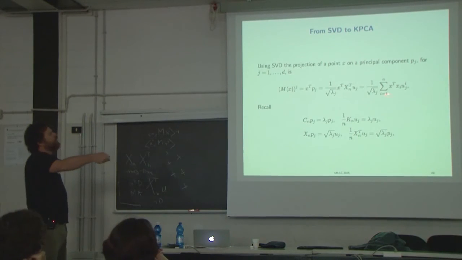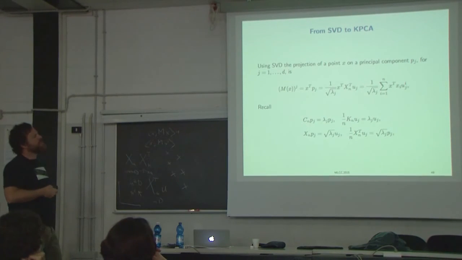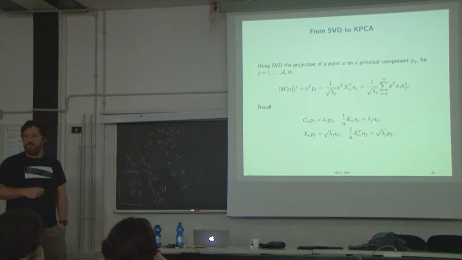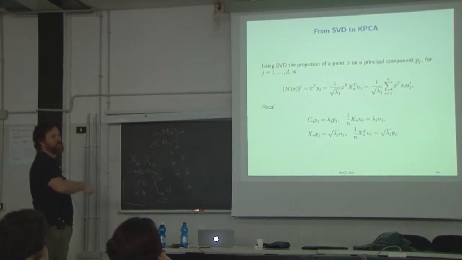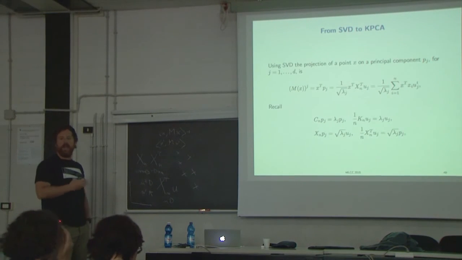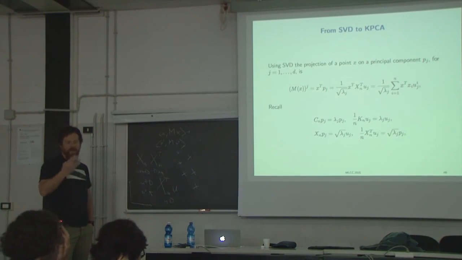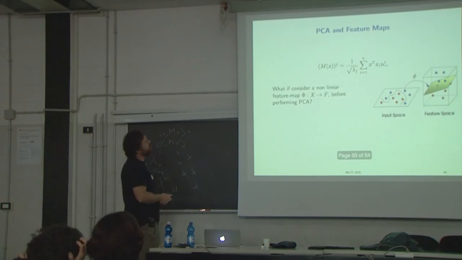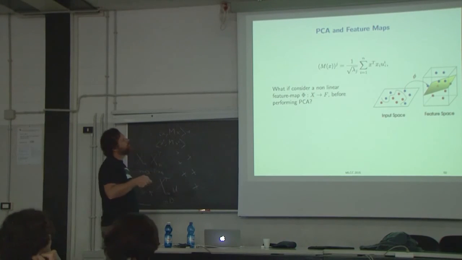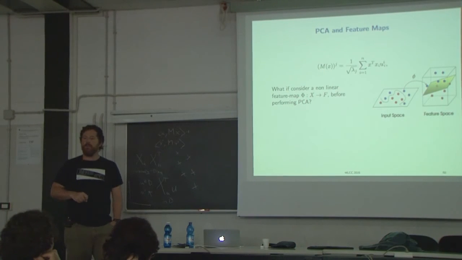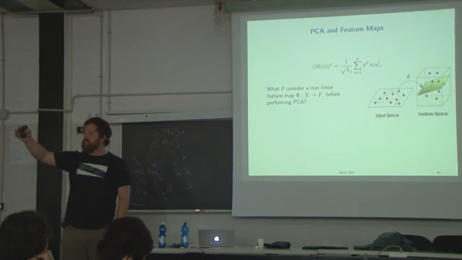Now, if you look at this equation, you see that it smells like kernel stuff, because you only have the inner product here. The stuff that you're going to compute are eigenvalues and eigenvectors of size n, and then you're going to use this equation. So the idea here is to pick a transformation of your data, some kind of feature map.